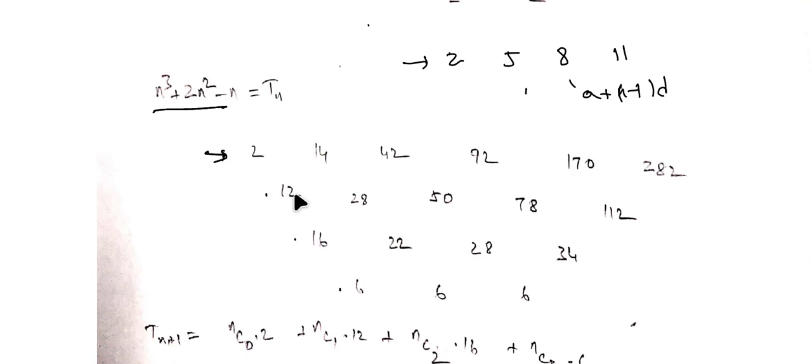Now what if we were given only the numbers? Let's say we were given numbers like 2, 14, 42, whatever. Then how do we retrieve this expression? That is the question. To get this expression, we already decided that T4 is T3 plus 1, which is 3C0 into this, 3C1 into this, 3C2 into this, 3C3 into this, right?